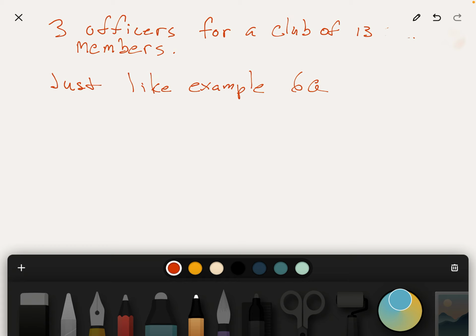So, as always, the first question is: is this a permutation problem or a combination problem? And because the 3 offices that are being elected are distinct offices, it's a permutation problem. We'll come back to that in a minute, but it's a permutation problem, and it's 13 choose 3. So when I say 13, that refers to the 13 members, and that always goes right in front of the P. And choose 3, we're choosing 3 people out of the 13 candidates.